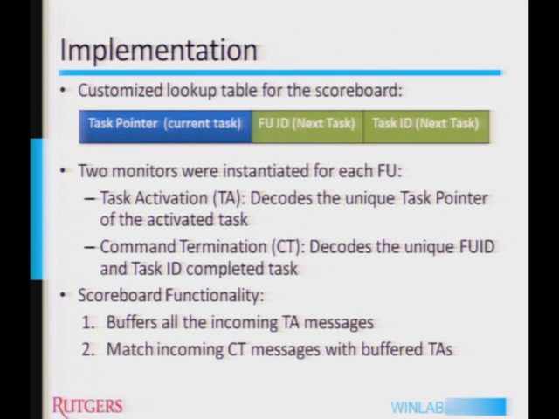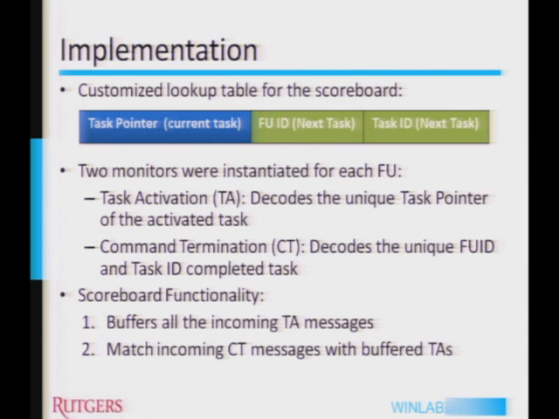In order to implement the scoreboard functionality, we need a reference lookup table to match the activation and termination messages. And for this purpose, we have identified three parameters which can be used to do the same. When a task is activated, the task activation message contains a unique task pointer for the particular task. And the command termination message contains a unique ID for the functional unit and the task which is being processed. And based on the programming flow, by defining a table which lists all the task pointers and the next task parameters, the scoreboard has a reference to match all the messages it receives from the monitors.